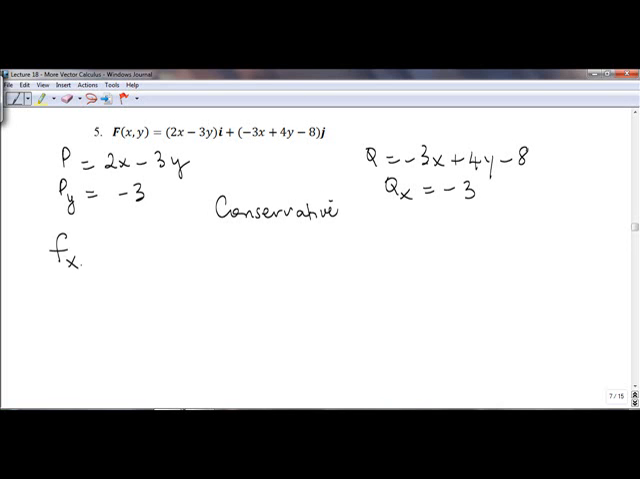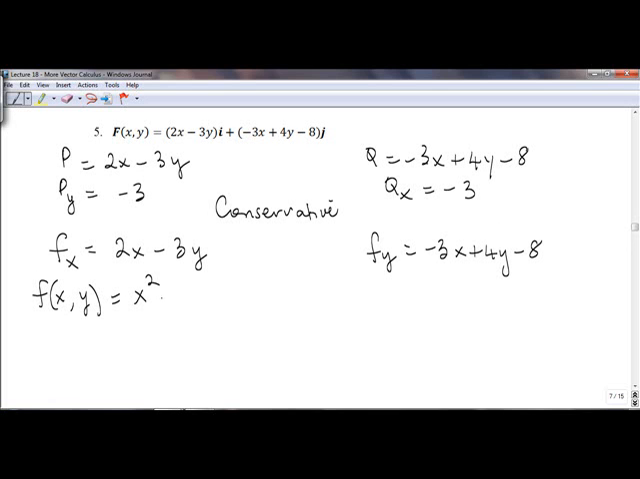So partial of f with respect to x is 2x minus 3y. With respect to y, it's the same thing. Okay, give me the potential function over here. What did you get here? X squared. When you partially integrated this, what did you get? Minus 3xy, plus g of y. Okay.